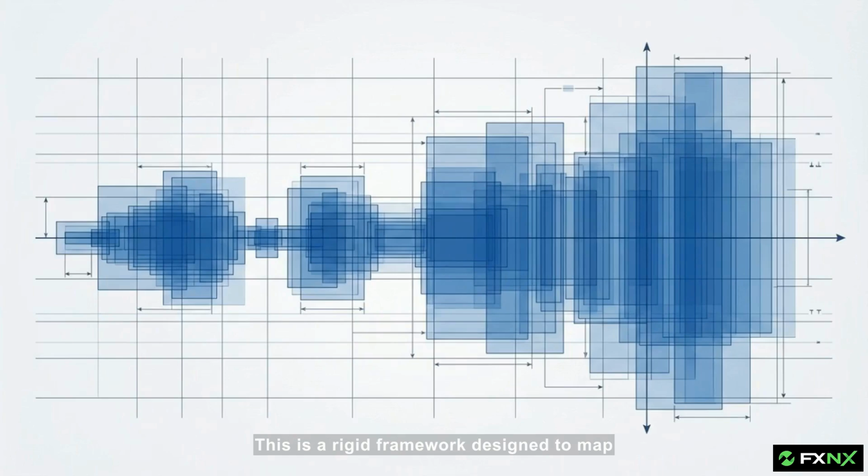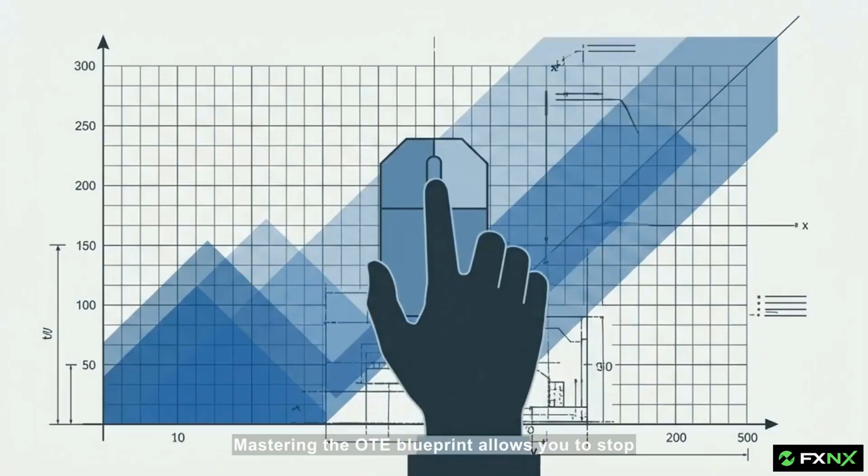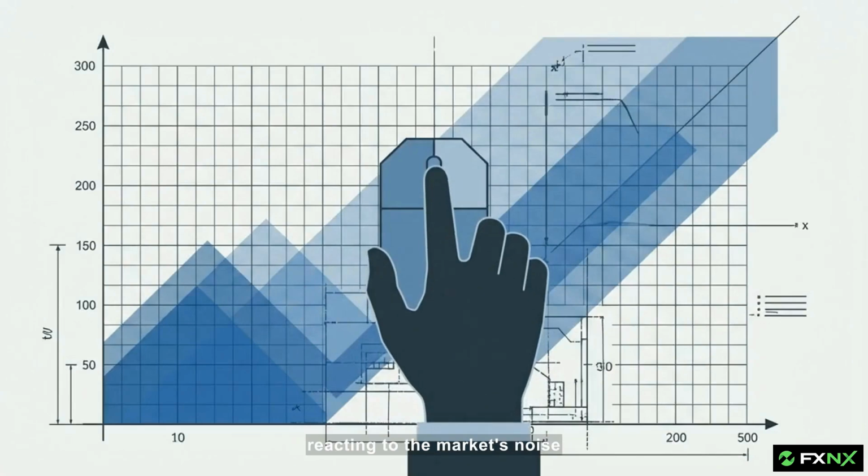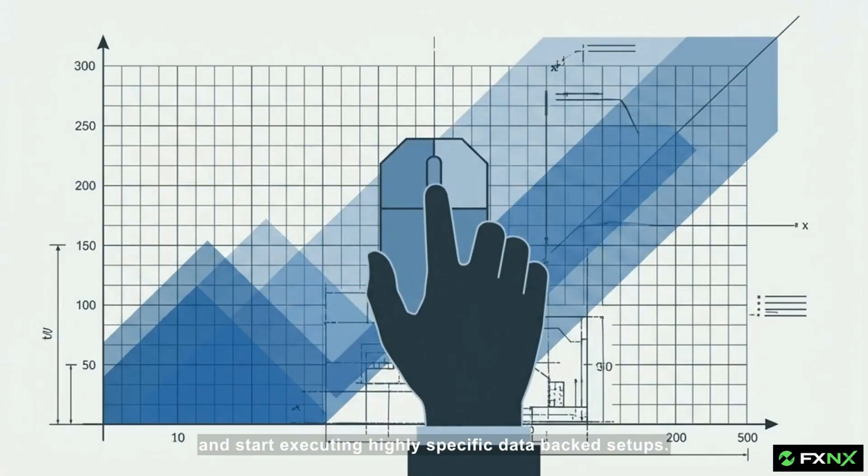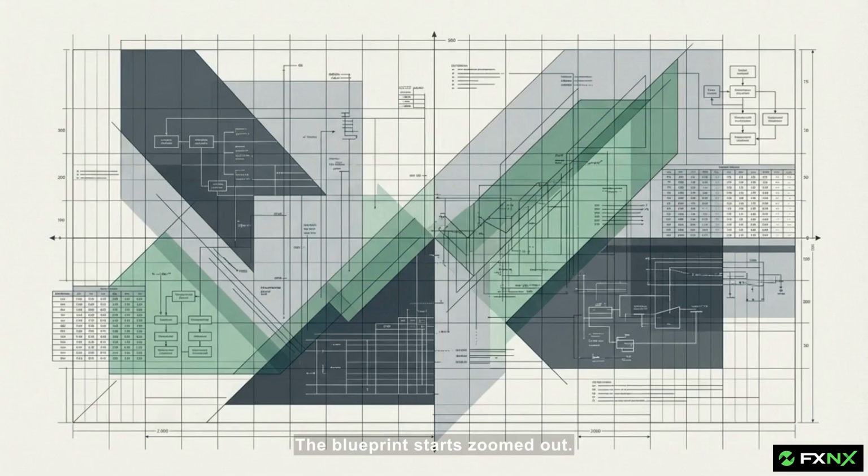This is a rigid framework designed to map exact price levels where institutional order flow re-engages. Mastering the OTE blueprint allows you to stop reacting to the market's noise and start executing highly specific data-backed setups. The blueprint starts zoomed out.